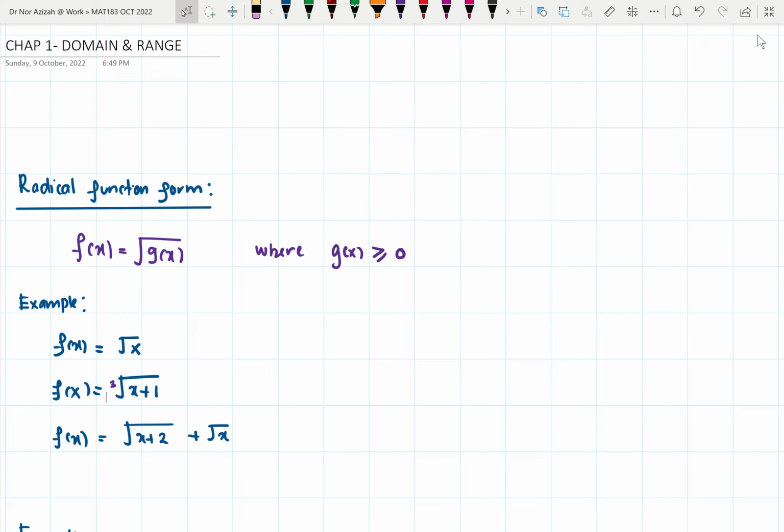Okay, class, now we consider radical function. Before this we considered polynomial function and also quadratic function. So now we consider radical function. What is the radical function?